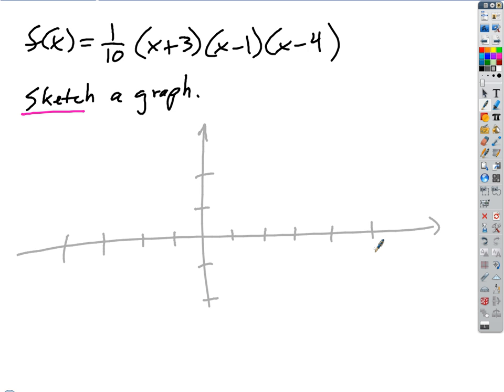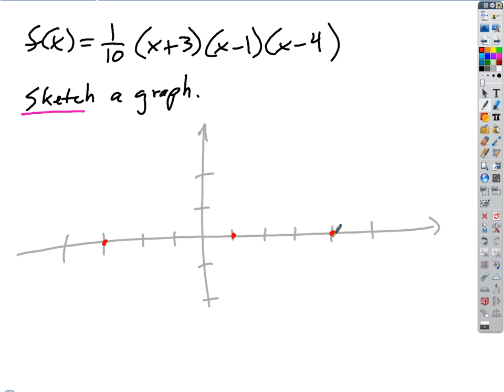Okay, so we found the zeros. You told me the zeros were at -3, so right there, and at +1 and at +4, right? Okay. So are there any other zeros for this function? No, there are not, are there? There can't be any other zeros, or we would have found them, right? That is it. Those are the only three.